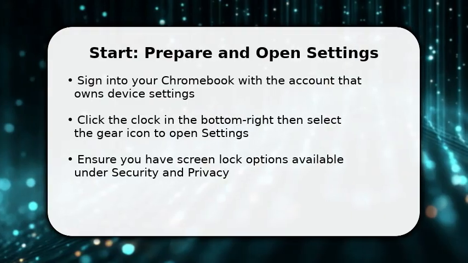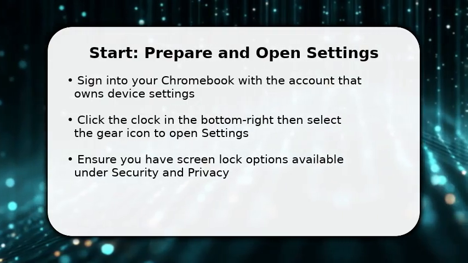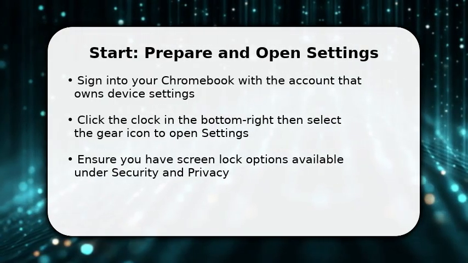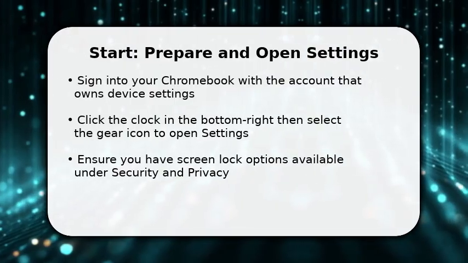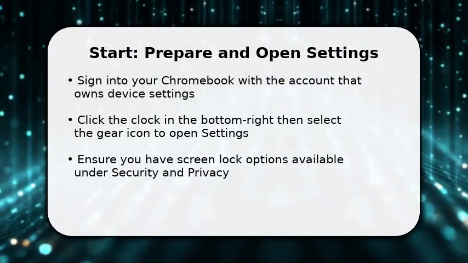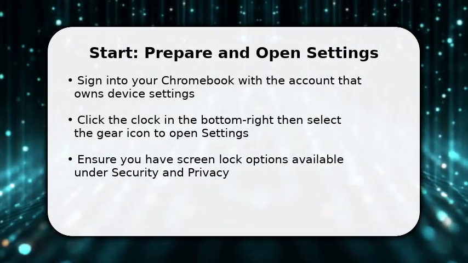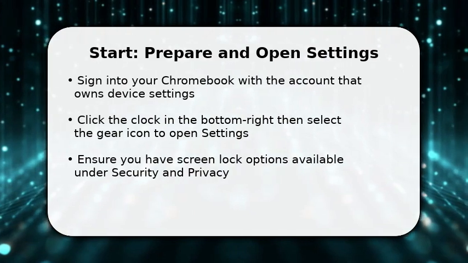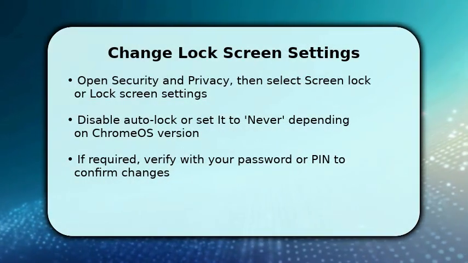You need the security and privacy section visible. That's where lock behavior lives. Once done, scroll or search for lock screen so you can change the options step by step. Now you'll navigate directly to security and privacy and tap screen lock or lock screen settings.